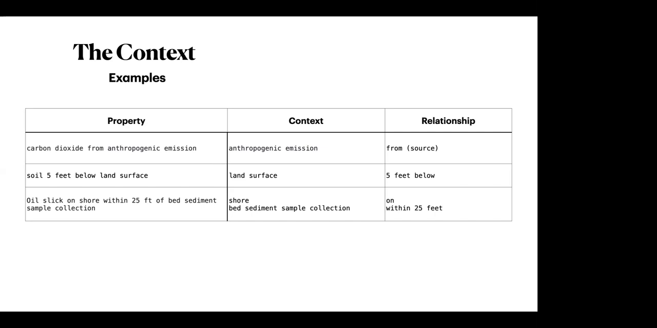You might be interested in some properties of soil that is 5 feet below the land surface. And in that case, 5 feet below the land surface is the context. In this other more complicated example of the oil slick, you have two contexts that are provided, one that it's on shore and one that it's within 25 feet of the bed sediment sample collection.